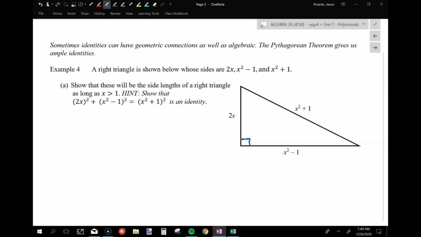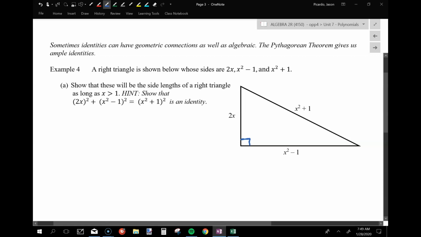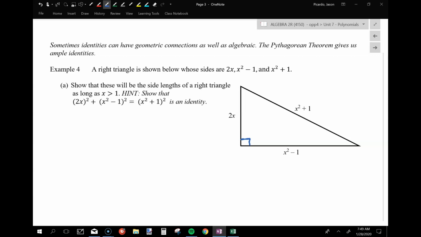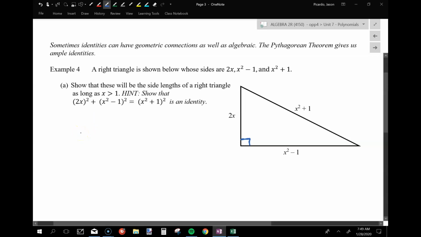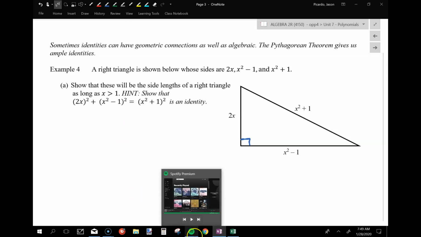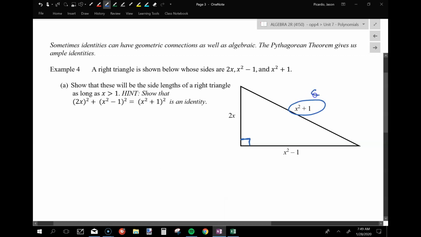If this is a right triangle, then what should these values work within? What should I be able to do with these values? Use them within the Pythagorean theorem, right? Square the two legs, add them together, and it should be equal to the third side squared. When I use the Pythagorean theorem, I know that I'm using A, B, and C. What is always the side that is C? The longest side. So this would be your C value.